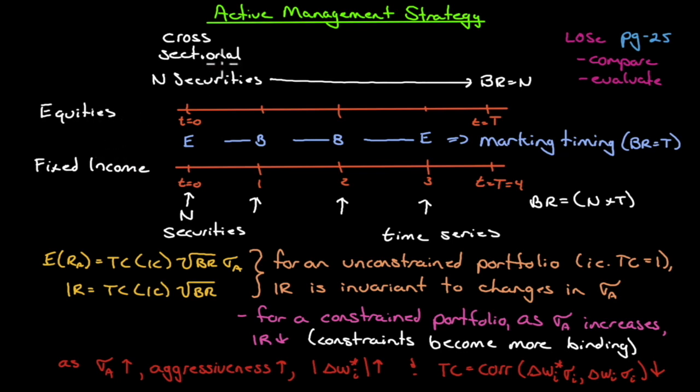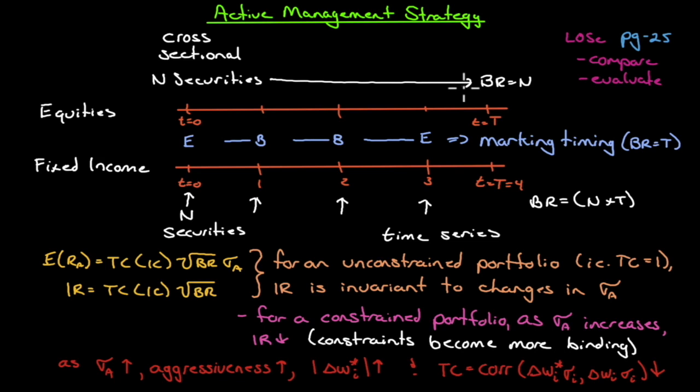For equities, we can take a cross-sectional approach. What does cross-sectional approach mean? It means we look at N securities today, and we have some forecast over a period of time. We'll set our optimal weights, we'll overweight, we'll underweight, we'll invest, and off it goes. So our breadth would be the number of securities that we analyze. So we go from time t equals 0 all the way to time t equals T, whatever that time period is. That is our breadth.